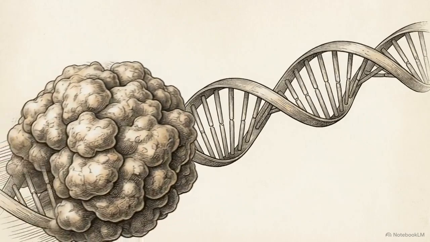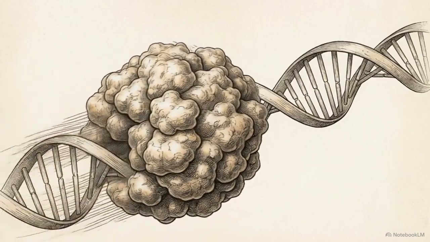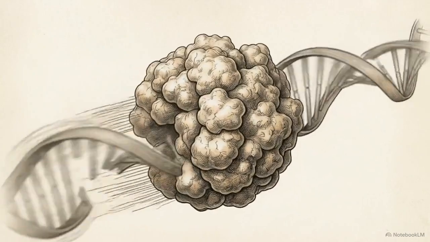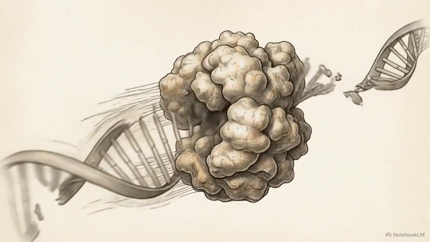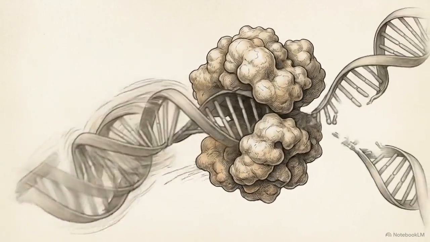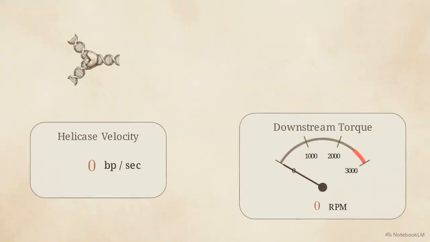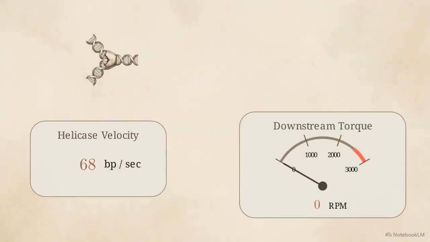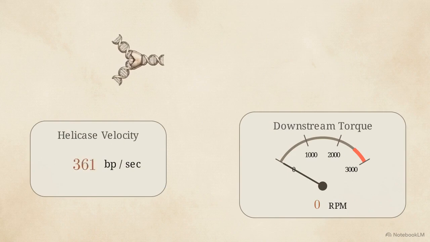Inside a dividing bacterial cell, the helicase enzyme splits the DNA double helix to expose the genetic code. This is an aggressively kinetic physical process. This schematic tracks the engine's speed. In E. coli, the helicase advances at 500 nucleotide pairs per second.